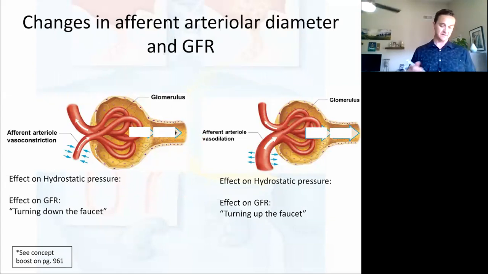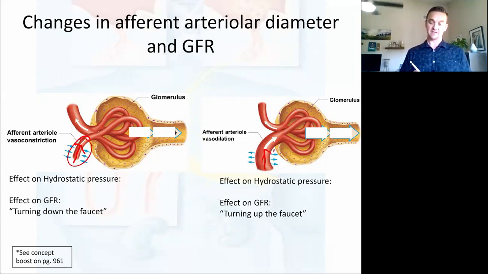If we see the glomerulus here, we see the afferent arteriole right here. See this on both sides. If we go from this one, which is constricting the afferent arteriole, to this one, which is dilating it, okay, so we're sending less blood in if we constrict it, so we're going to decrease hydrostatic pressure here. This would increase hydrostatic pressure, right?